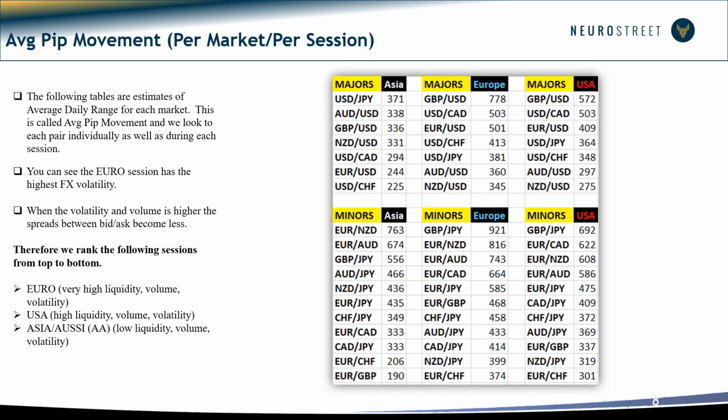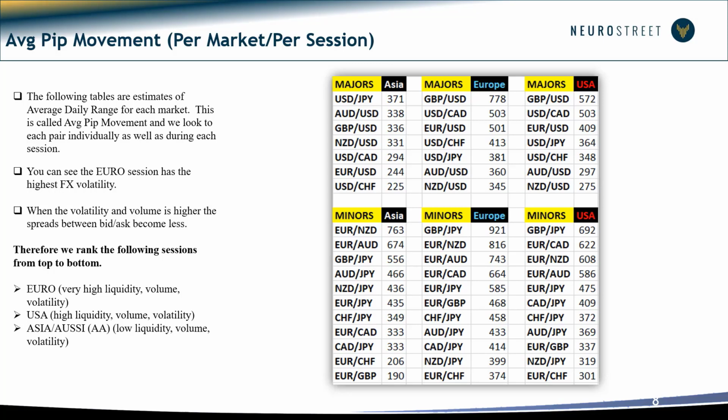So one of the things that I like to talk about is knowing the average pip movement per the market. We actually coded an indicator that exported the data for us to explain. These are estimates of daily range, and this is called an average pip movement. We look at each pair individually as well as during each session. You can see in this study that the euro session has the highest FX volatility. So you'll see here that the European markets has the highest numbers, which is the largest amount of pip range.